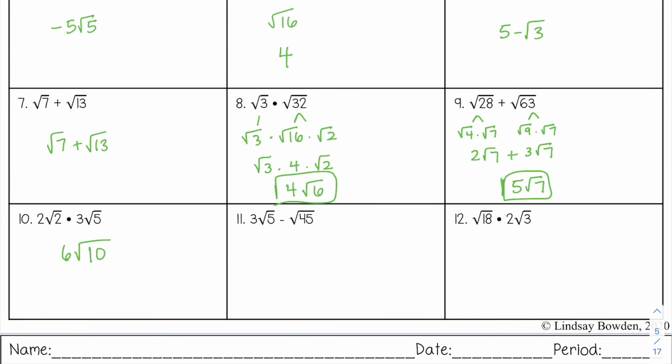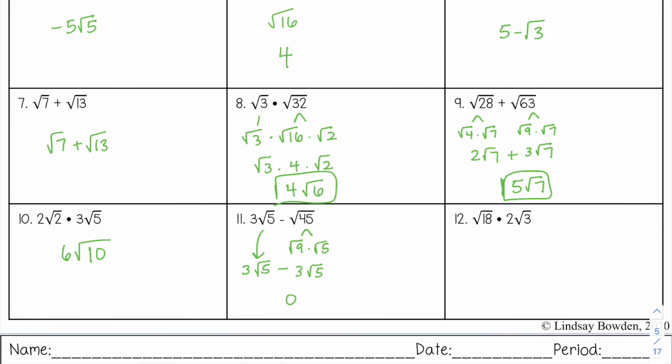All right, number 11, I have 3 square roots of 5 minus the square root of 45. They don't have the same radicand, but let's see if I can simplify the square root of 45. So let's see, I know 9 will go into 45. 9 times 5, which gives me 3 square roots of 5. Let me bring this down. So I brought that down here, brought my subtraction sign down. So now I have 3 square roots of 5 minus 3 square roots of 5. Well, that's 0.